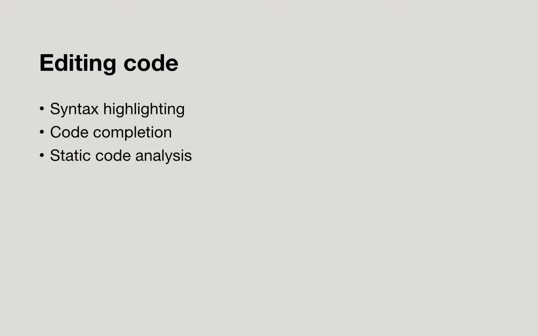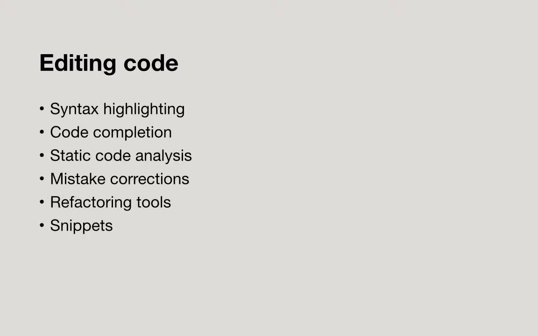Editing code. Before you learn about Interface Builder, it's best to understand the Source Editor. It has all the features you expect in any source code editor, such as syntax highlighting and code completion. Plus, it has many features that have been built to improve your productivity: static code analysis, mistake corrections that can be quickly accessed, refactoring tools, and snippets from the utility area, which we'll look at next.